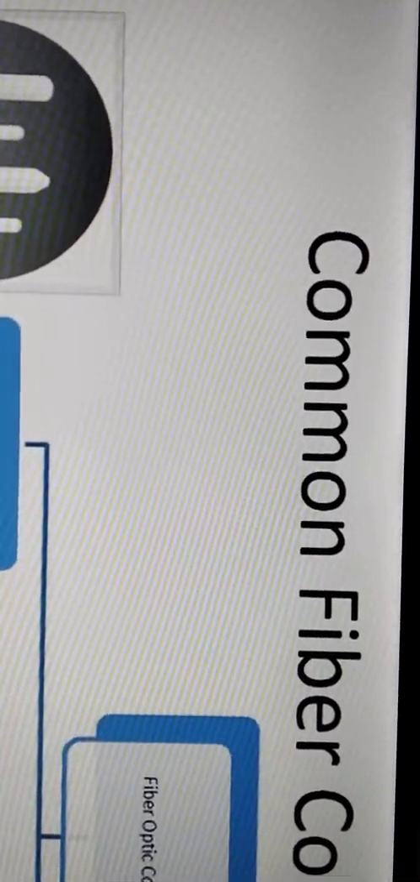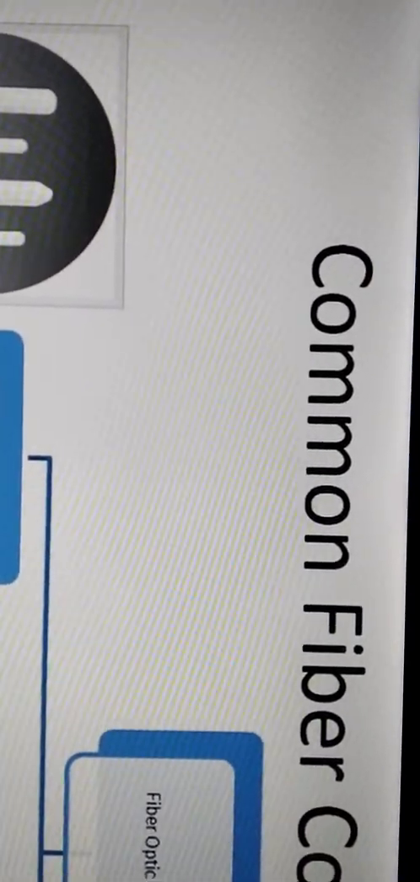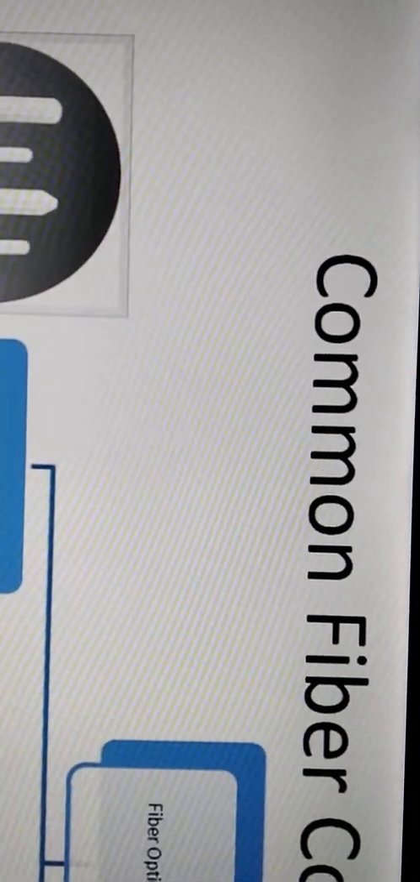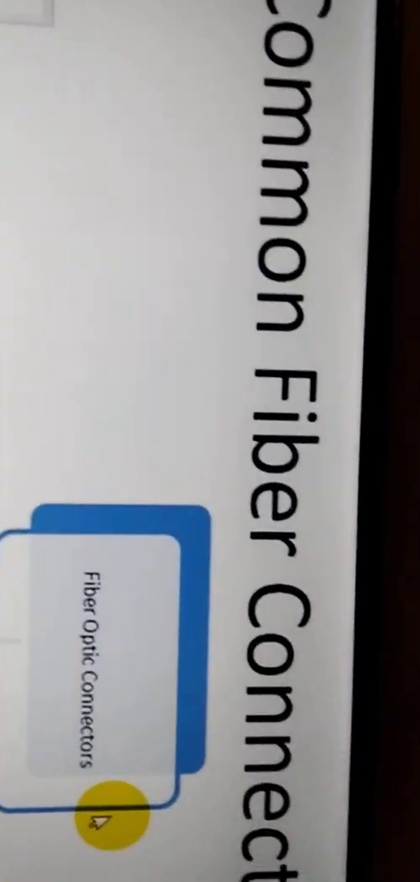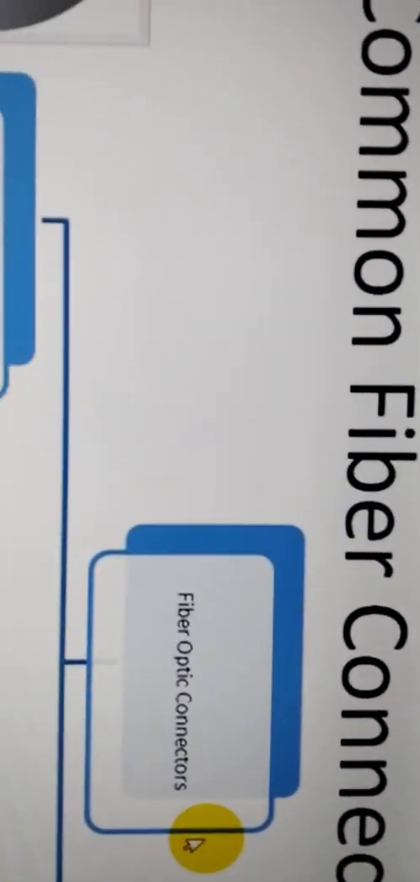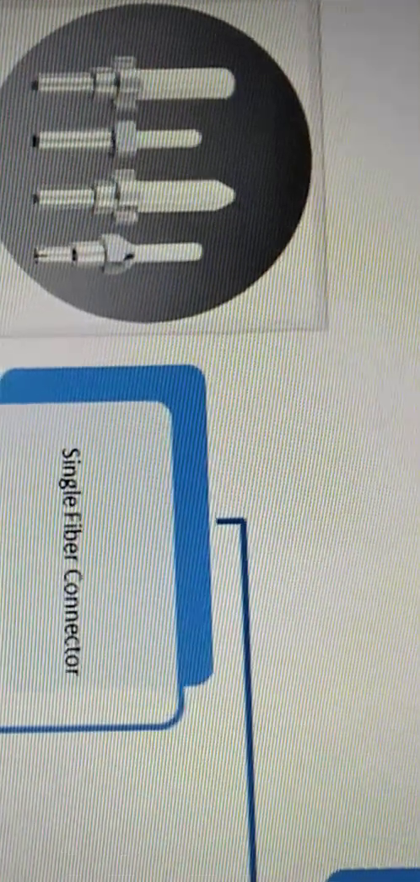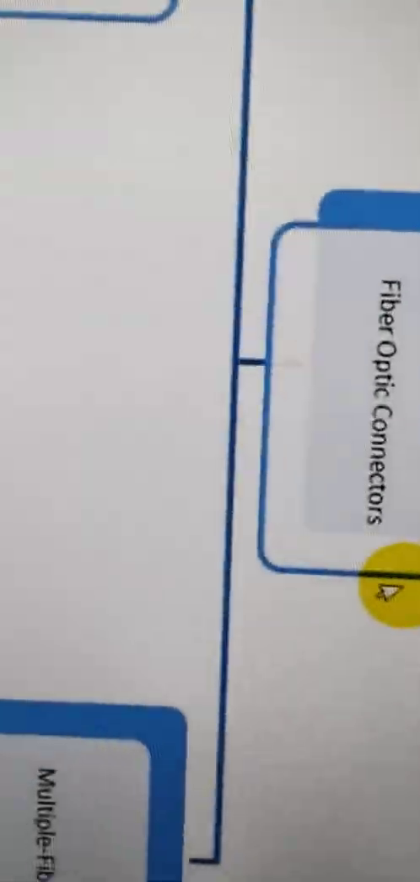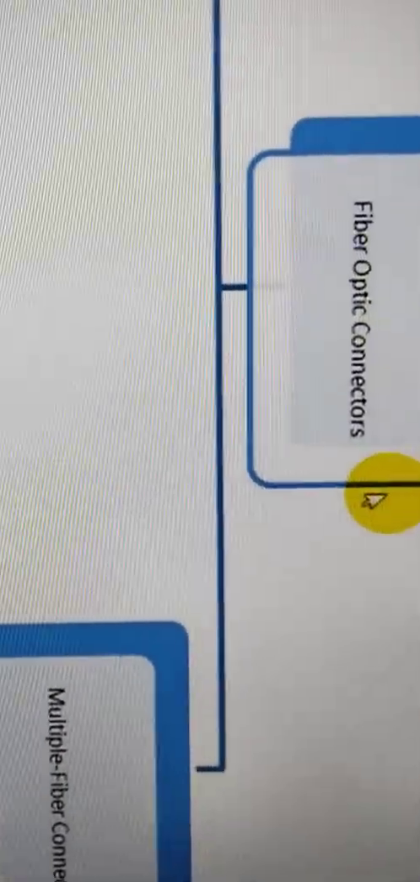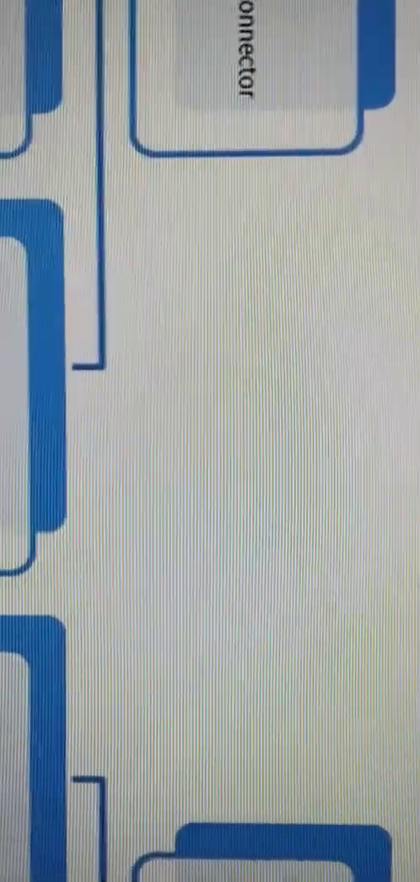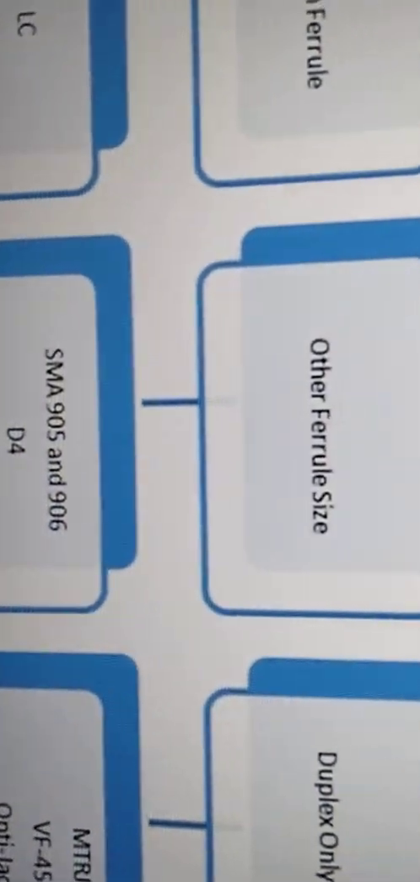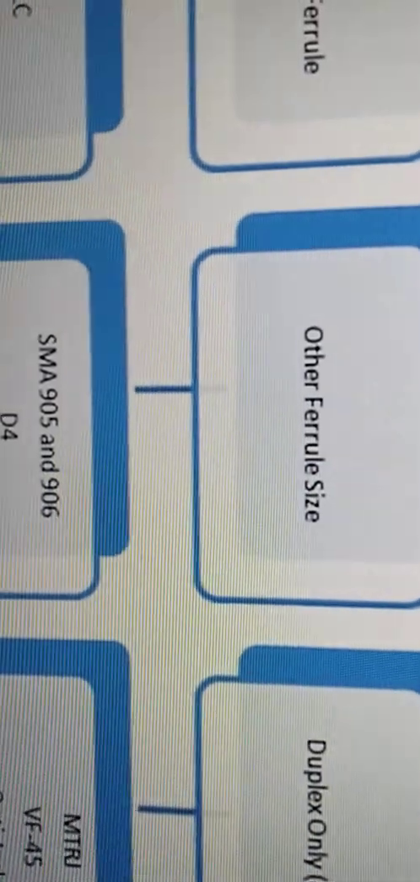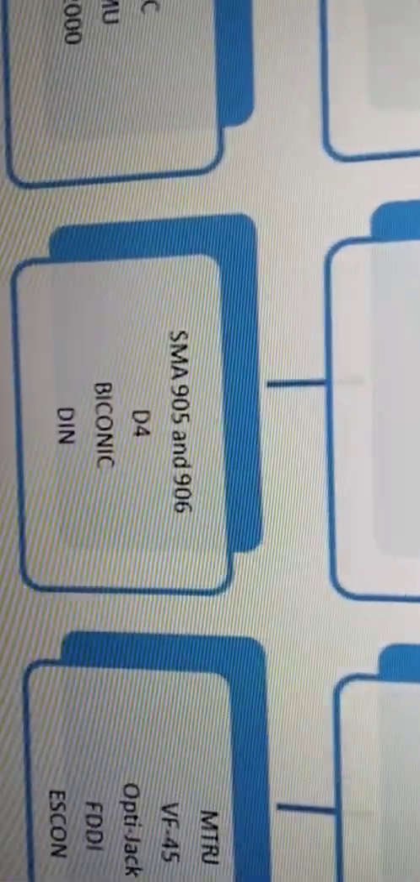So today we will be discussing common fiber connectors, and the common fiber connectors are listed in a diagram. First, we have fiber optic connectors, subtitle single fiber connector, multi-fiber connector, and under the multi-fiber connector, we have duplex only, 2 fibers, MTRJ, which is what we will discuss today, VF45 and others.